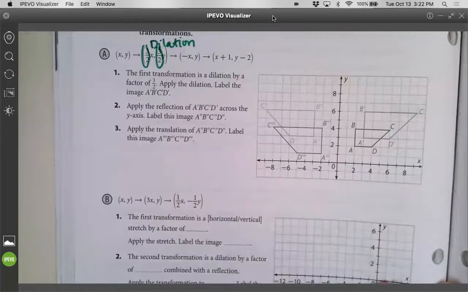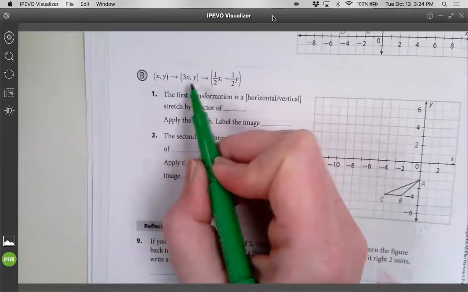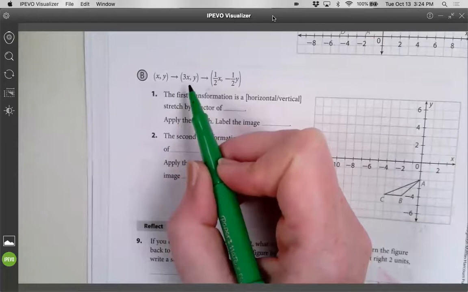So take a look down here at B. I've multiplied the X by 3, but not the Y by 3. This is not a dilation, but it's also not a translation. It's not a rotation. It's not a reflection. It's just a general transformation of a figure. So it's not one of our special kinds that has a name, but it does change the figure in some way. So it is a transformation of some type.